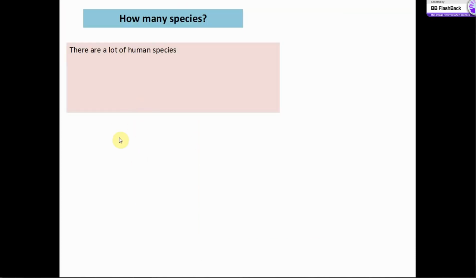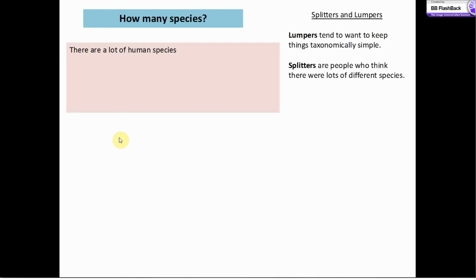So there are a lot of human species. Depending on how you look at it, there might be just a handful of human species, 5, or there might be upwards of 20, 21, 22. So 2 ways to look at classification of humans, or really any taxonomical procedure, is sort of lumpers and splitters, right? Lumpers are people who want to keep things simple taxonomically. Splitters are people who think that there are lots of different kinds of species and that they all deserve their own designations and names, right?